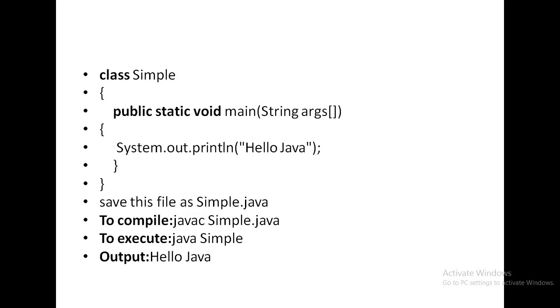So here I am writing class. This is the class name Simple, and every class name starts with a capital letter. So S is capital, and inside the class there must be the main method. So this is the syntax of the main method in Java. We have already discussed the syntax of the main method: public static void main(String[] args). String is an inbuilt class present in Java, so S must be capital.